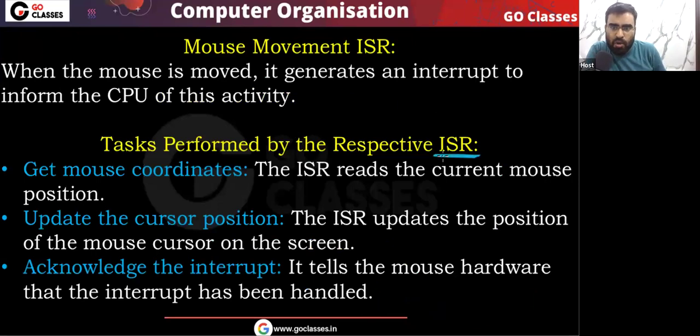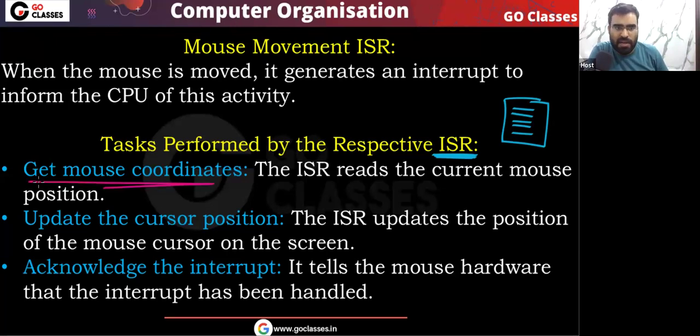So inside this mouse ISR, inside this mouse interrupt service routine, what will happen? See, this is what will happen. We will get the mouse coordinate. Where is the mouse? Okay. What is the pixel position? Horizontal, vertical. Basically, we will find the mouse coordinate, x-axis, y-axis, okay, where is the mouse? So you can see we will find the mouse coordinate. The ISR will read the current mouse position.